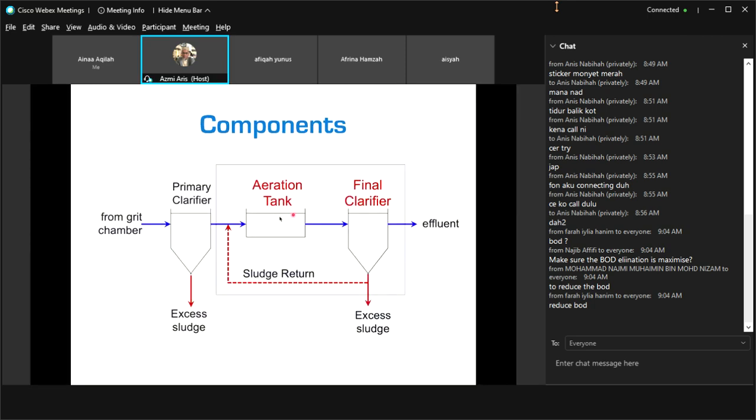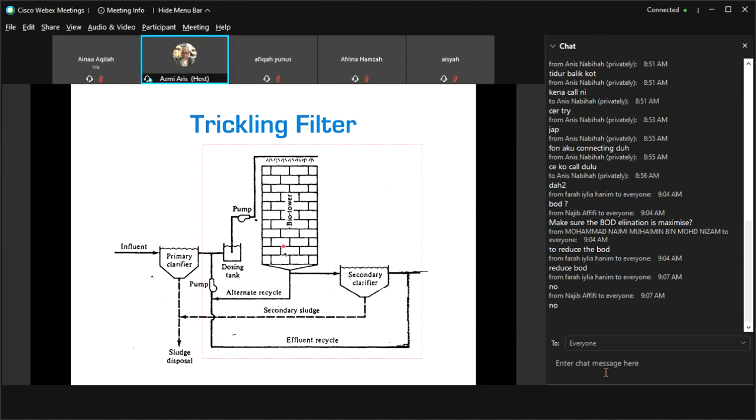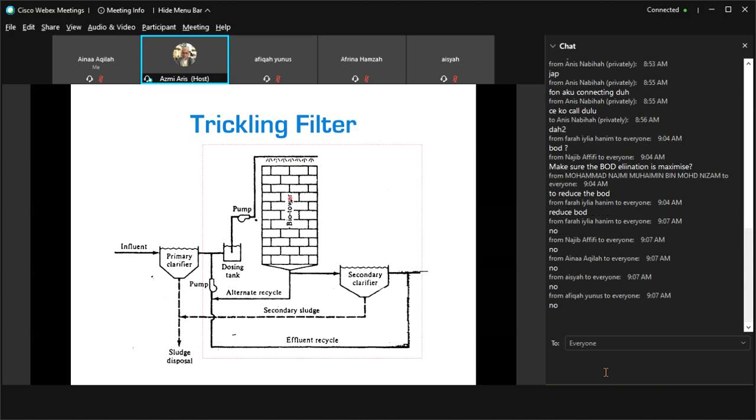Okay, for the aeration tank, the wastewater will stay in the tank according to the hydraulic retention time. But for the biotower, as you can see here, the wastewater is pumped to the top of the trickling filter of the biotower and it will flow down by gravity. Can you control the hydraulic retention time of this wastewater in the trickling filter? Can you? Okay, no, you cannot.